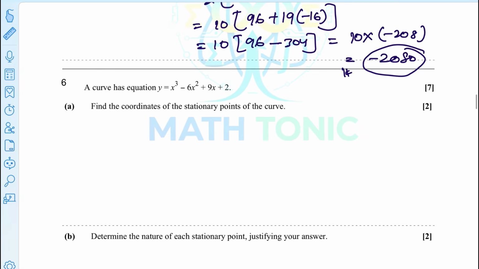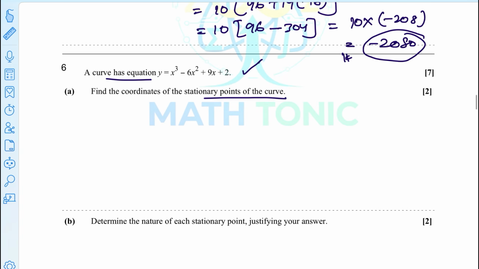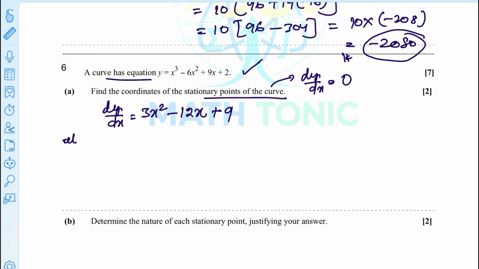Yes, so a curve has an equation y equals x cubed minus 6x squared plus 9x plus 2. Find the coordinates of the stationary points. All of us know that at a stationary point, dy over dx, the gradient of the curve, equals 0. First of all, we find dy over dx, the differentiation. So it will be 3x squared minus 12x plus 9, right? And we know that at stationary points dy over dx equals 0.